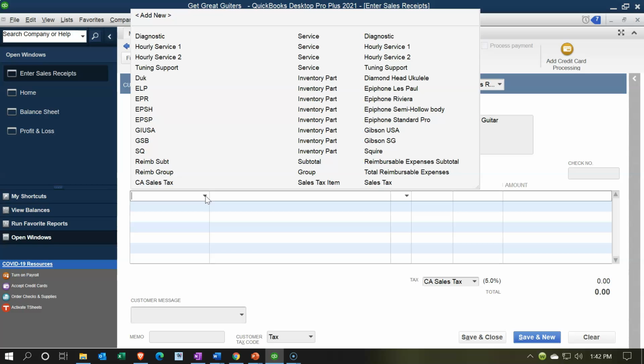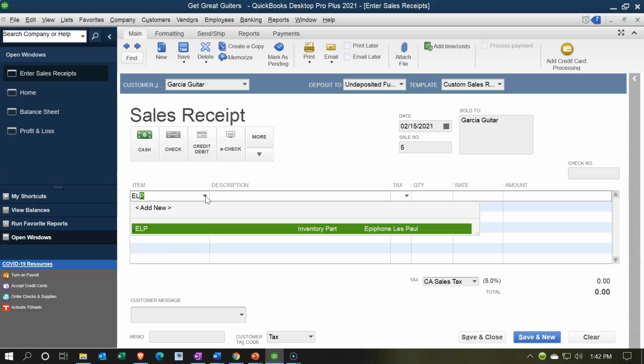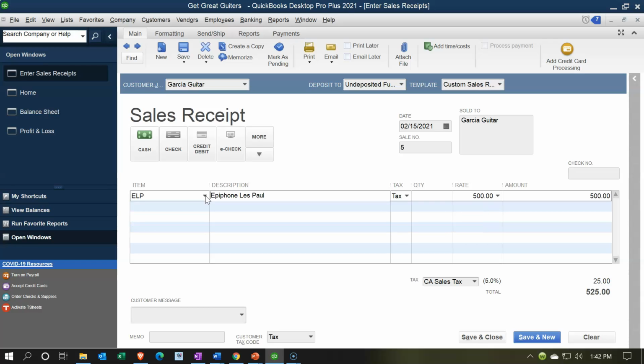Happens to be an ELP or an Epiphone Les Paul. So that's kind of like our standard sales one. We sell a lot of those. So that's going to be that one. Tab, it's going to be a taxable item. We're going to say he's just got one of those.